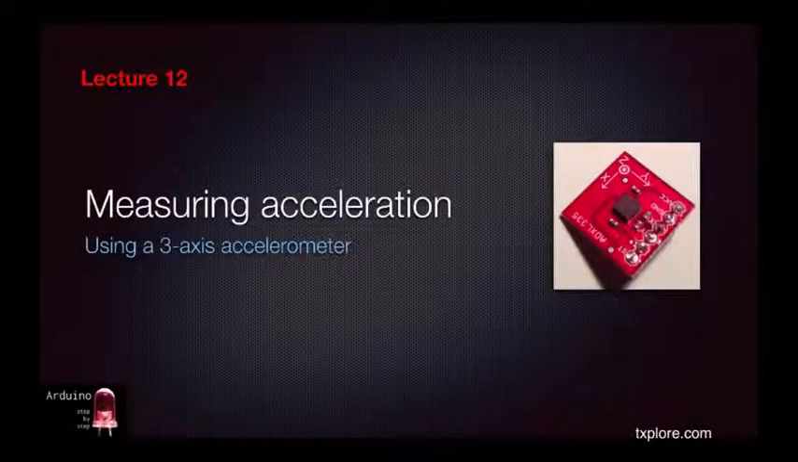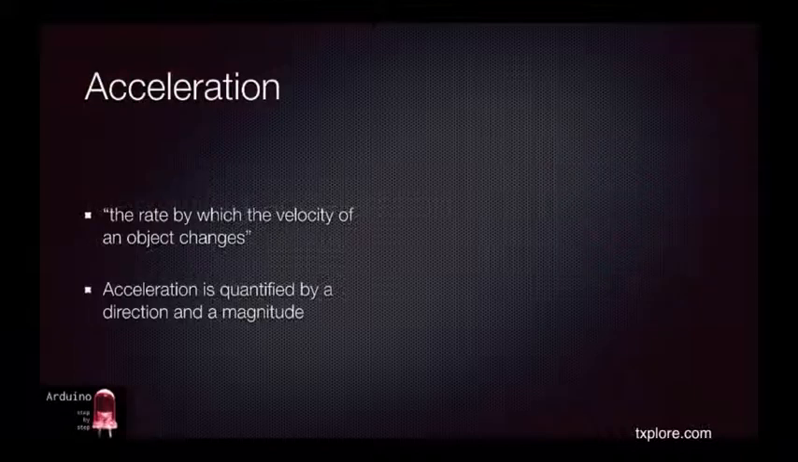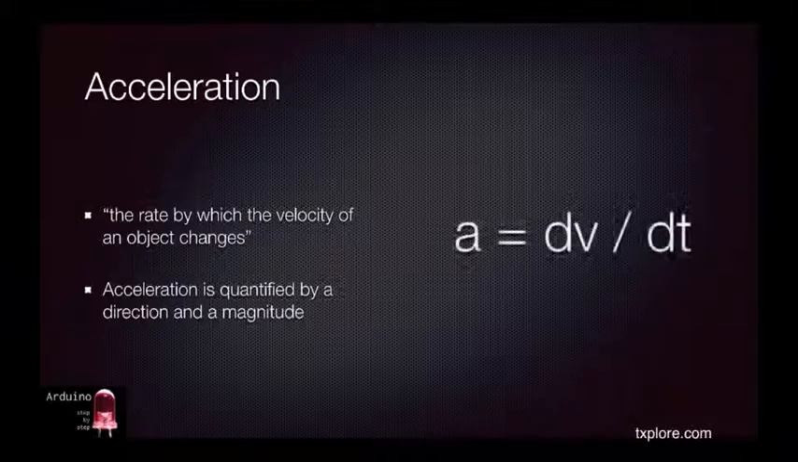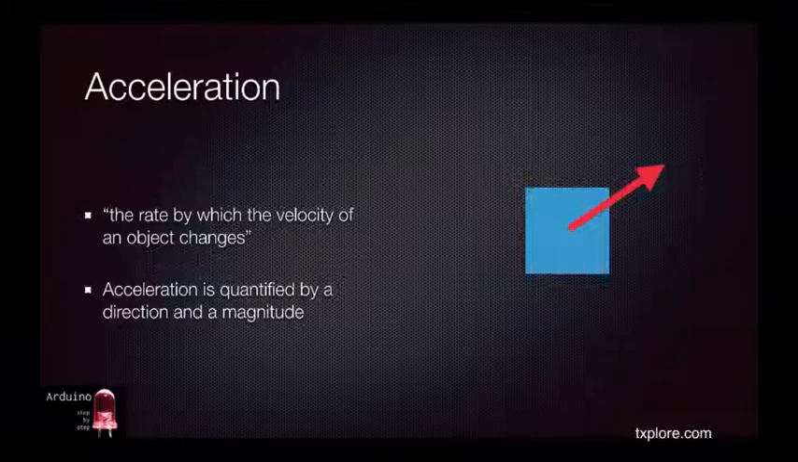Lecture 12. Measuring acceleration. Acceleration is defined as the rate by which the velocity of an object changes. The velocity of an object changes when a force is applied to it. Acceleration is quantified by a direction and a magnitude. Direction is the way to which a force is directing the object, and magnitude relates to the strength of the applied force.